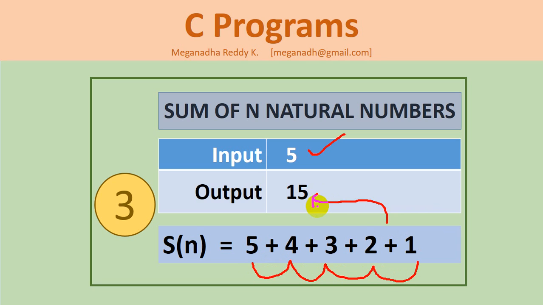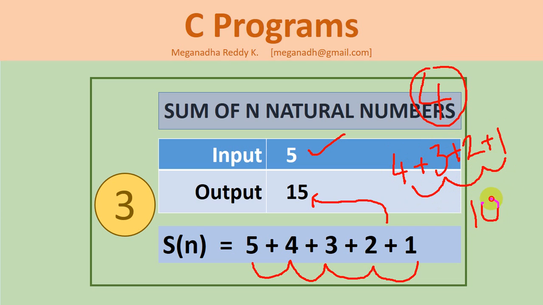This is something similar to the factorial of a number, which we saw as program number 2. The only difference is that here we will add the numbers instead of multiplying. So if the input number is 4, the output should be 4 plus 3 plus 2 plus 1, which is 7 plus 2, 9 plus 1, which is 10. So if the input is 4, the output should be 10.